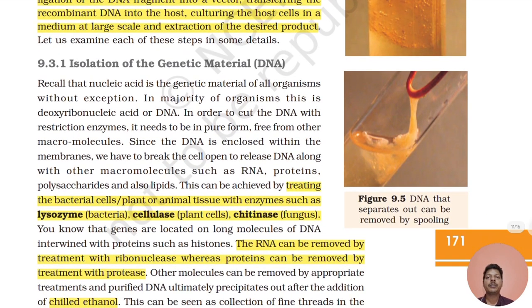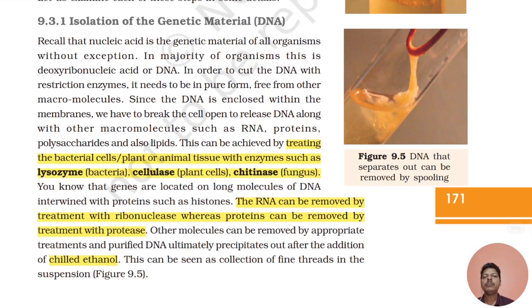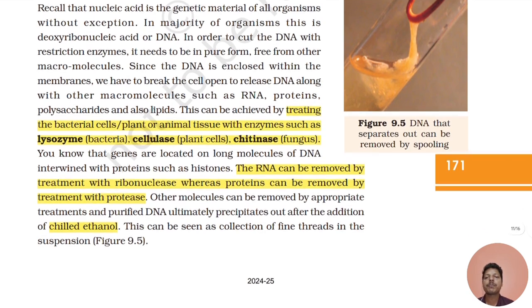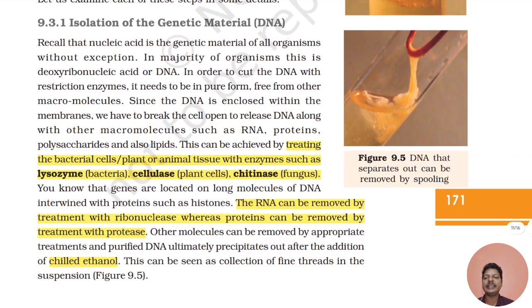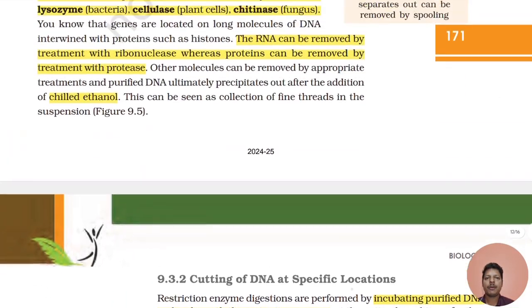First of all, isolation of genetic material. Here we have to remove the other macromolecules: RNA, proteins, polysaccharides and also lipids. So we treat the bacterial cell or plant or animal tissue with enzymes such as lysozyme for bacteria, cellulase for plant cell, chitinase for fungus. The RNA can be removed by treatment with ribonuclease, and the proteins can be removed by treatment with protease. Other molecules can also be removed. Then that particular DNA can be purified by adding chilled ethanol. Then we can collect the fine threads of the DNA, which is called spooling.